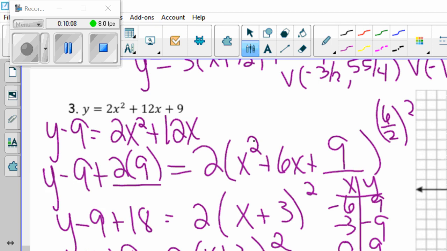So plot those points. So 0, up 9. Right there. Negative 6, also up 9. Negative 3, down 9. Right there. Draw the parabola U shape. And there we have it. Day 2 of completing the square. We find it handy to complete the square in order to write a quadratic equation in vertex form, which makes us easily identify the vertex in any max and mins.